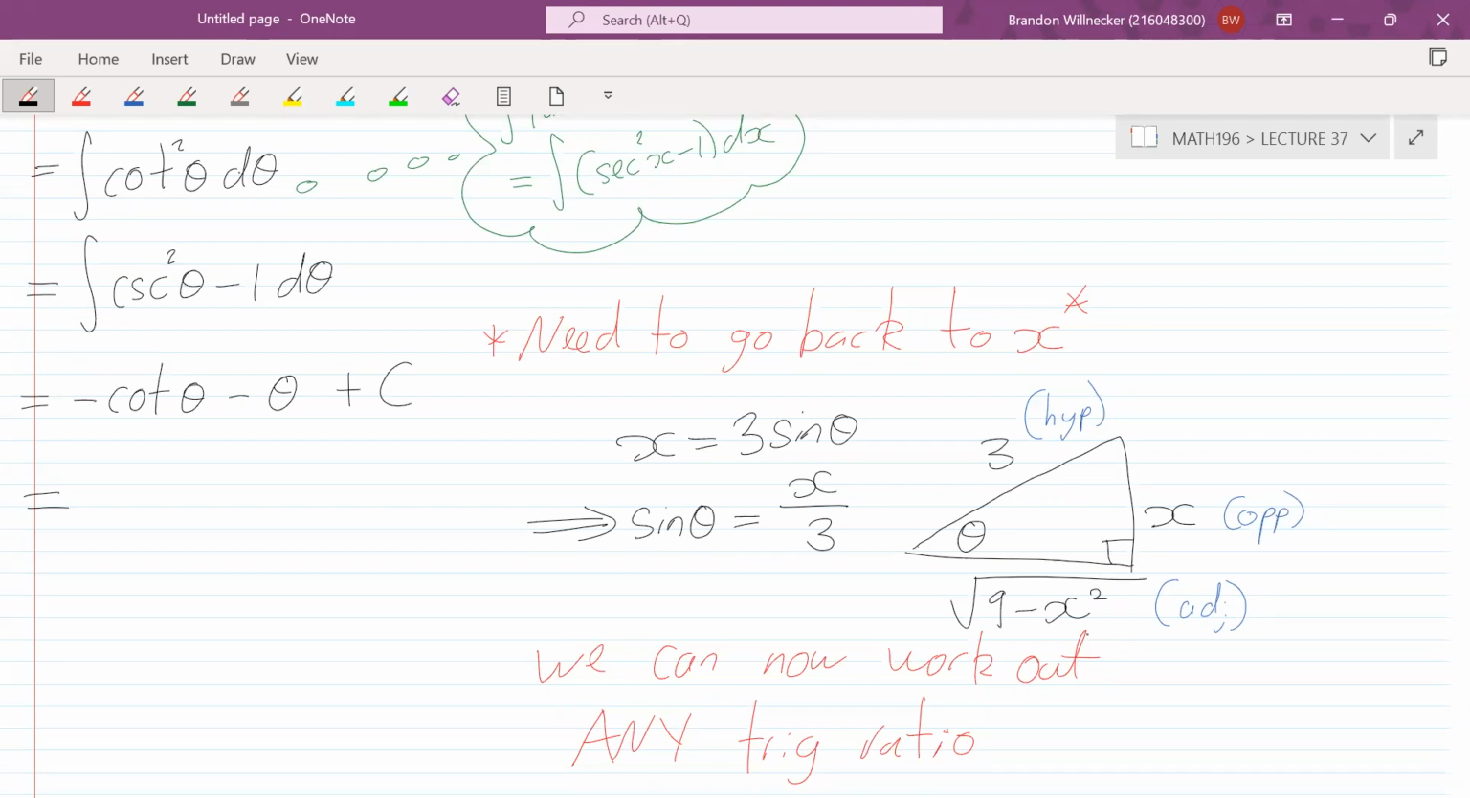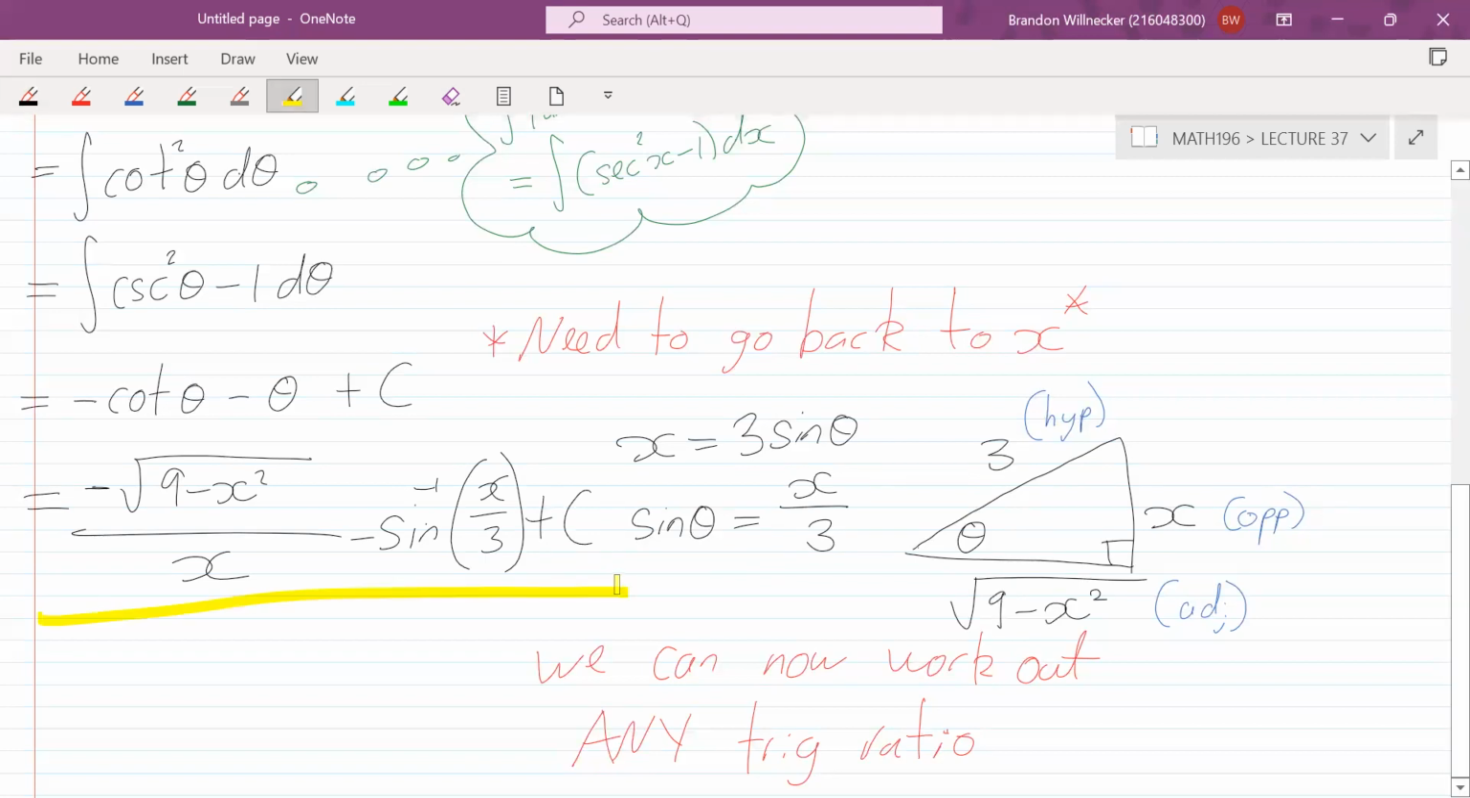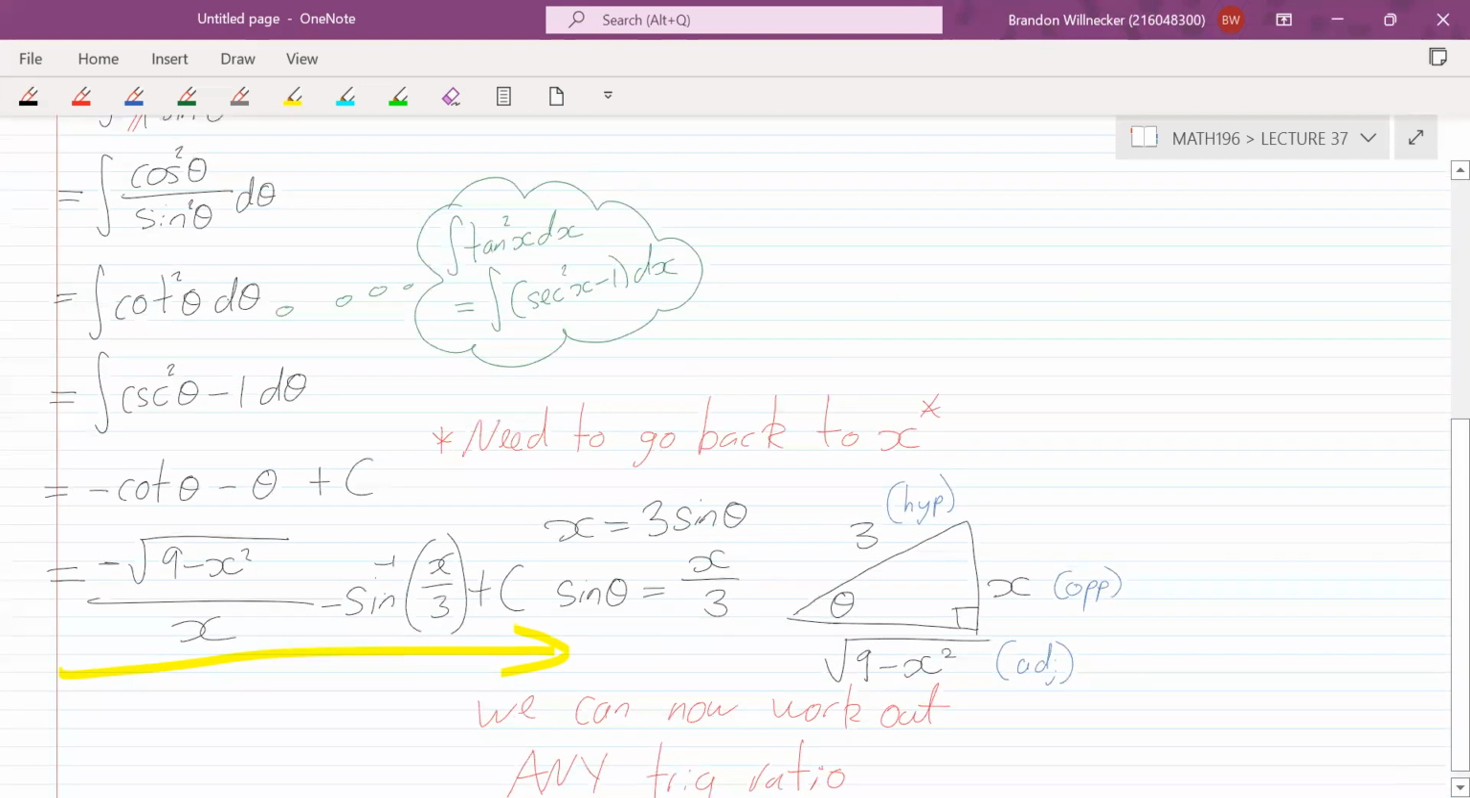So it's going to be minus root 9 minus x squared, so that's the adjacent, over the opposite, that's x. And then what's theta going to be? Well, if sine theta is x over 3, then theta is going to be inverse sine of x over 3. So inverse sine of x over 3, plus c. Okay, so that's the final step that we need to do in this case.